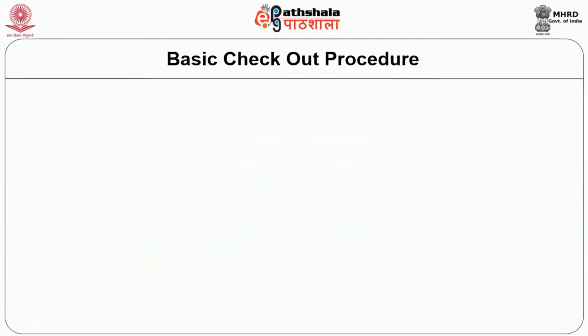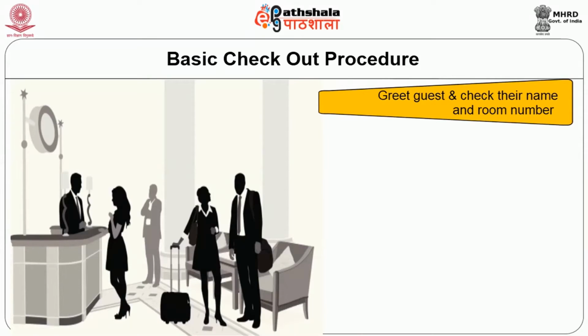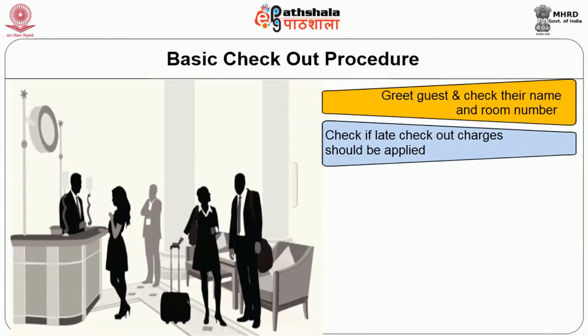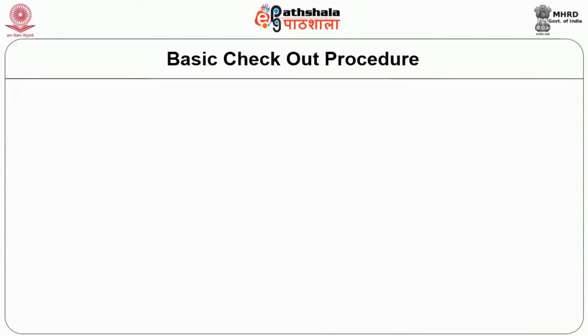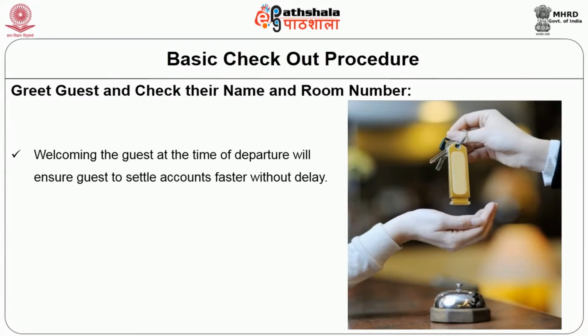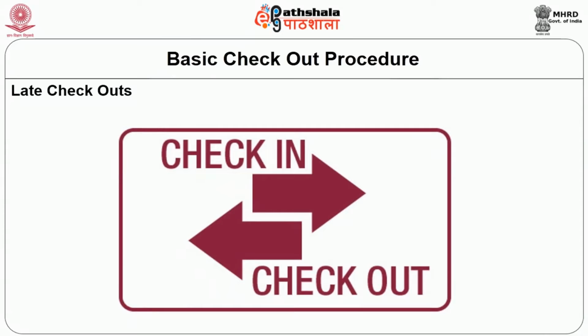Now we'll go on to the next section, which is the procedure while we make the checkout. The first point, as we have seen, is greeting the guest and checking their name and room number. Then check if late charges are to be added, produce master and guest folios for guest inspection, settle accounts and update all the front office records. Welcoming the guest at this time of departure will ensure the guest settles accounts faster without any delay. We will now see about late checkout in detail.